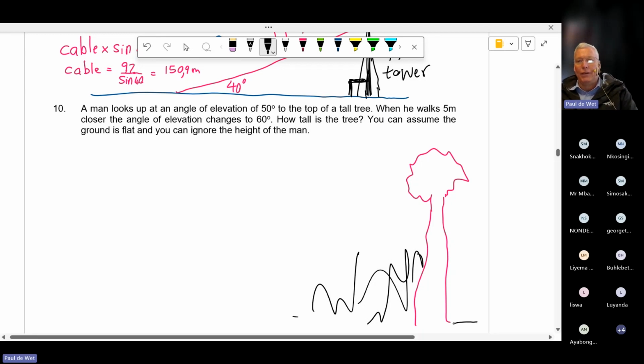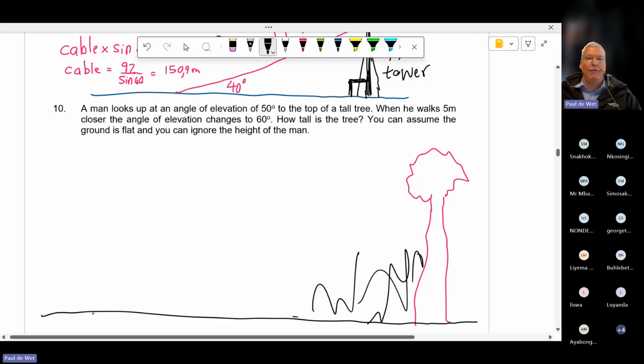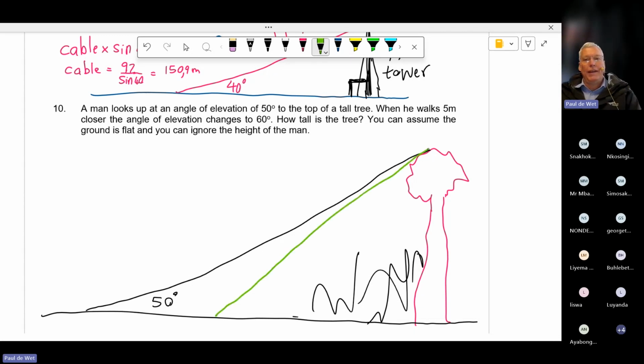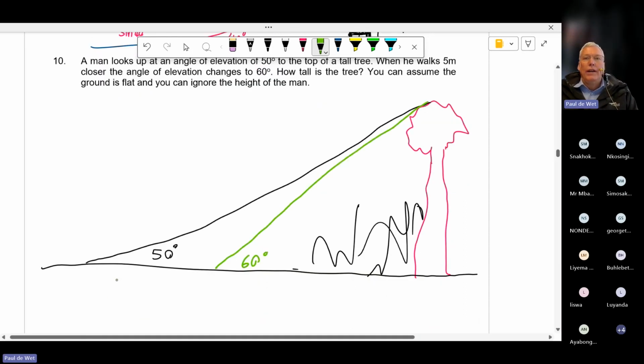Whatever it is, listen carefully to this: a man looks up at an angle of elevation of 50 degrees to the top of a tree. Now, when he walks a bit closer, the angle of elevation changes to 60 degrees. We can see that it gets bigger. And all we know is that this is 5 meters.